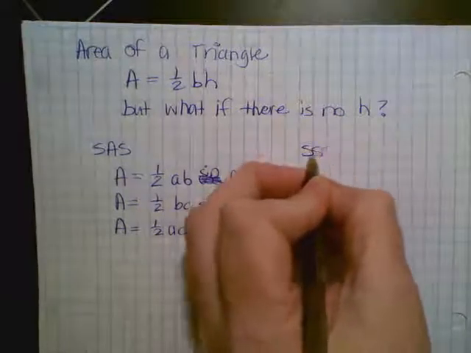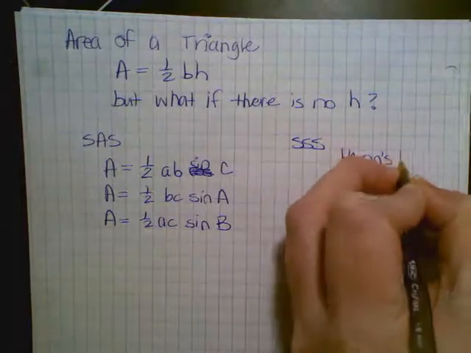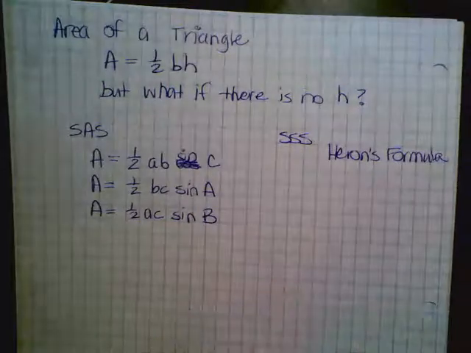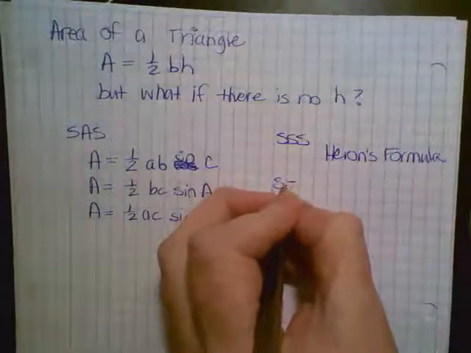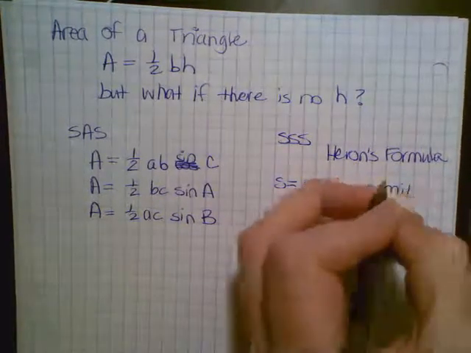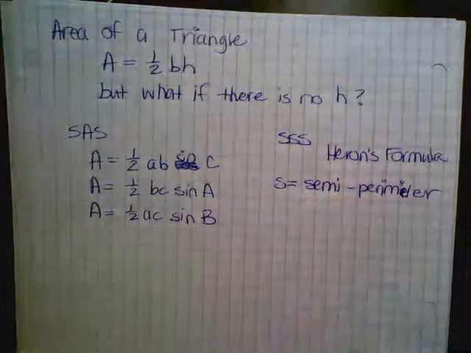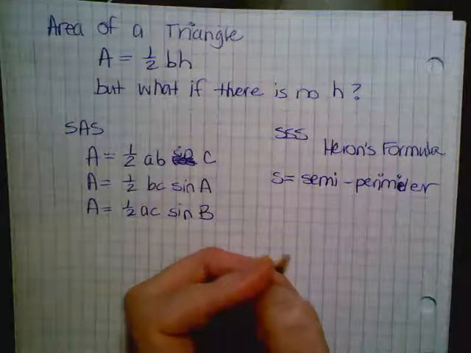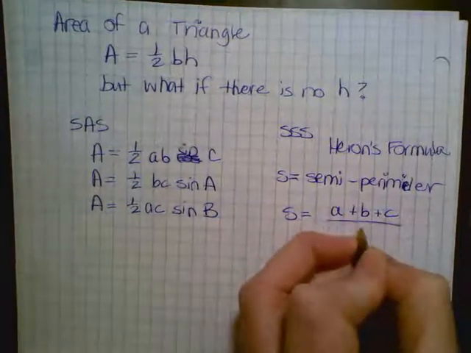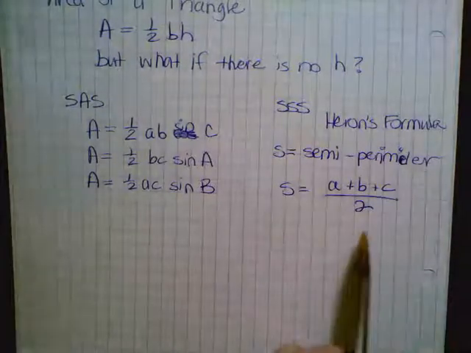And if you're given three sides, you can use something called Heron's formula. Not important that you know that, but the formula requires a couple different pieces. The first is S. S is called the semi-perimeter. So what you're going to do is add up the three sides, A plus B plus C, and divide that by 2. So it's half the perimeter. That's where you start.